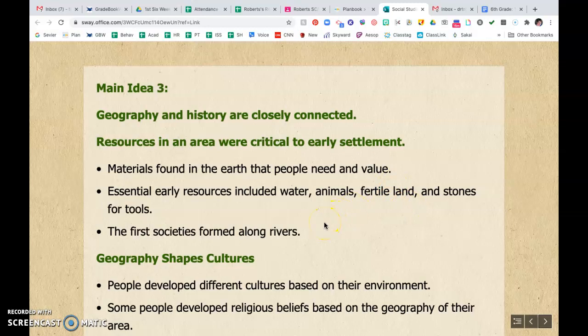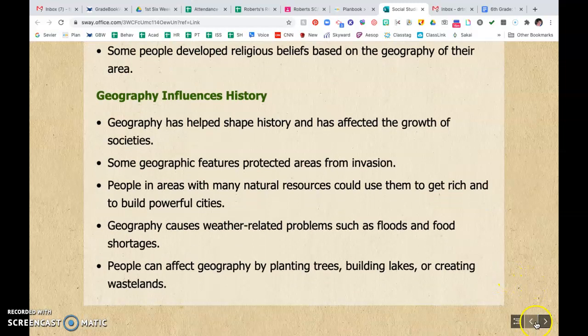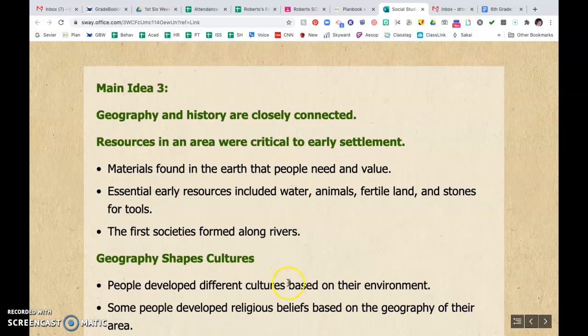All first societies formed along rivers. That's because they needed a source of fresh water. And geography shapes cultures because people develop different cultures based on their environment. Some people developed even religious beliefs based on the geography of their area.